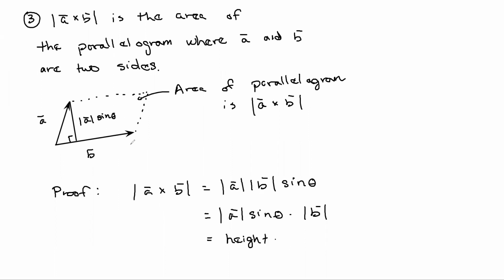This distance here is the base of the parallelogram. So what we have is a product of the height of a parallelogram and the base of the parallelogram. And if you multiply base times height for a parallelogram, you get the area of the parallelogram. And that completes the proof.